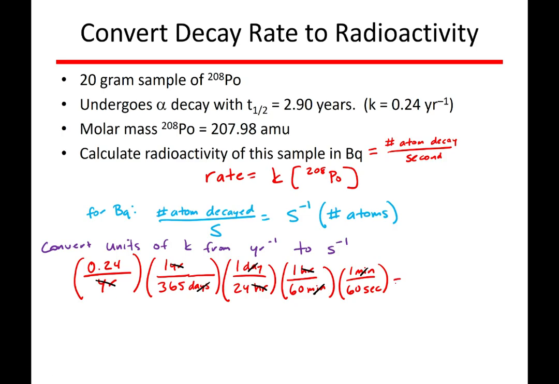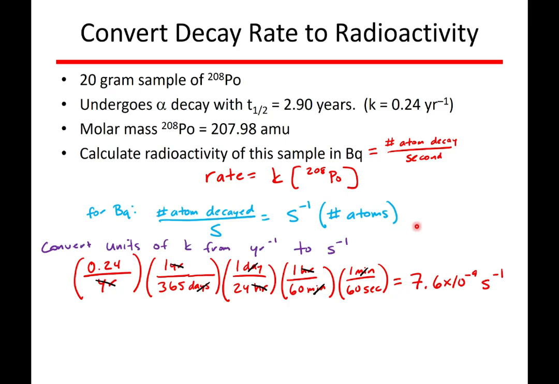Now you could plug all this into your calculator and find what the rate constant is in seconds to the minus 1, and it will be 7.6 times 10 to the minus 9 seconds to the minus 1. That gives us the first part. So now we have the value of K in seconds to the minus 1. The next thing for us to do is to have the concentration of polonium-208 expressed as a number of atoms.